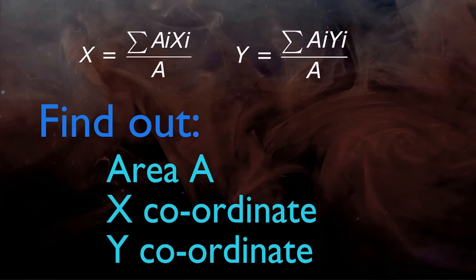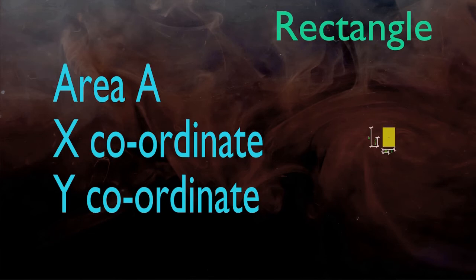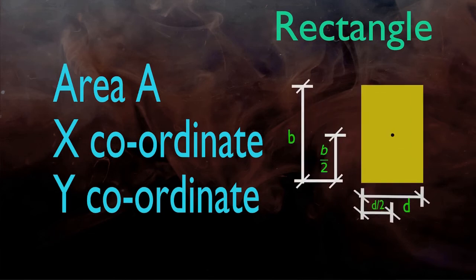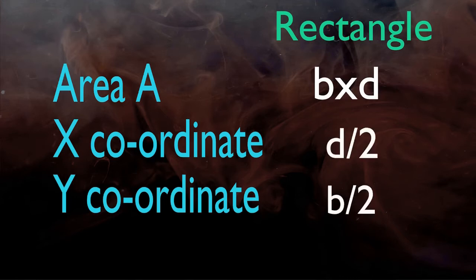In our case, there are 3 divisions and all of them are rectangles. So in general, area of a rectangle is width multiplied by depth and centroid coordinates are b by 2 and d by 2, depending on the position of the rectangle. Also, all dimensions are in centimeters. So the unit of area will be centimeter square and the unit of x and y coordinates will be centimeter.